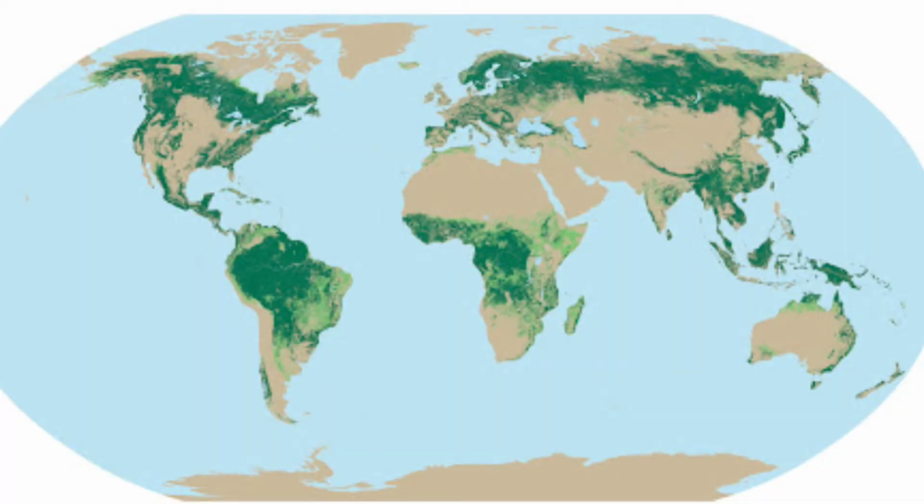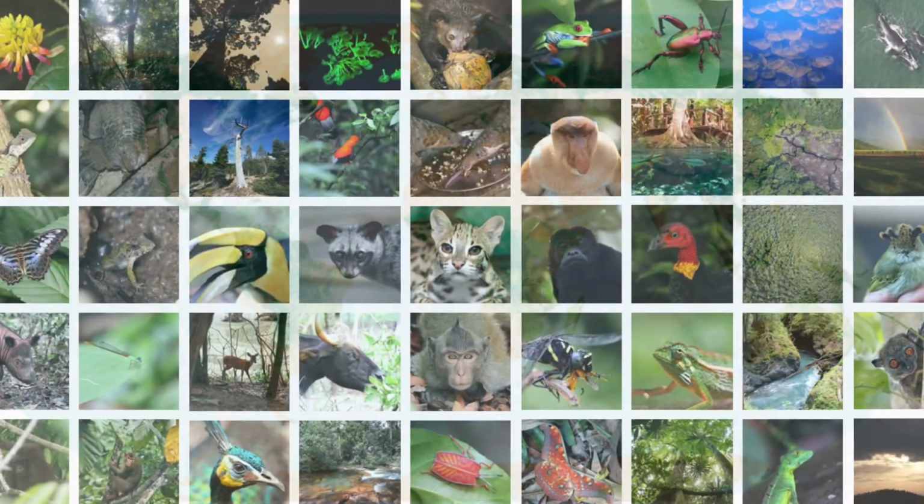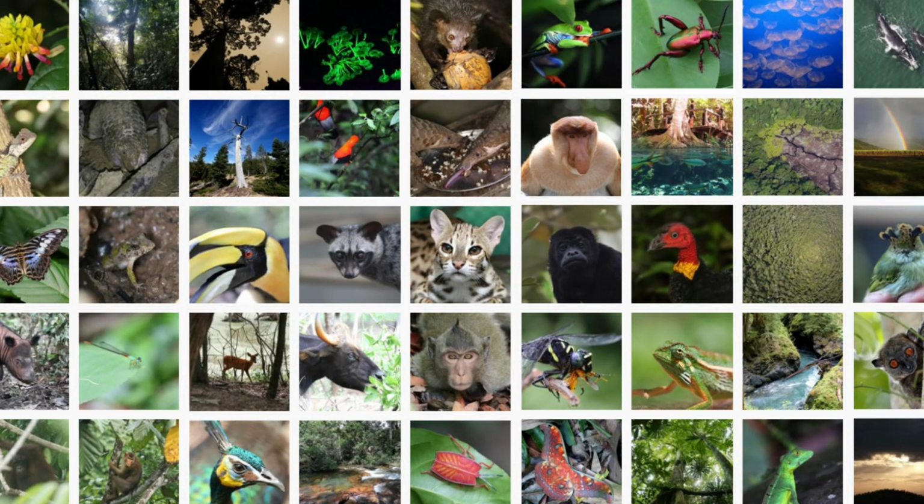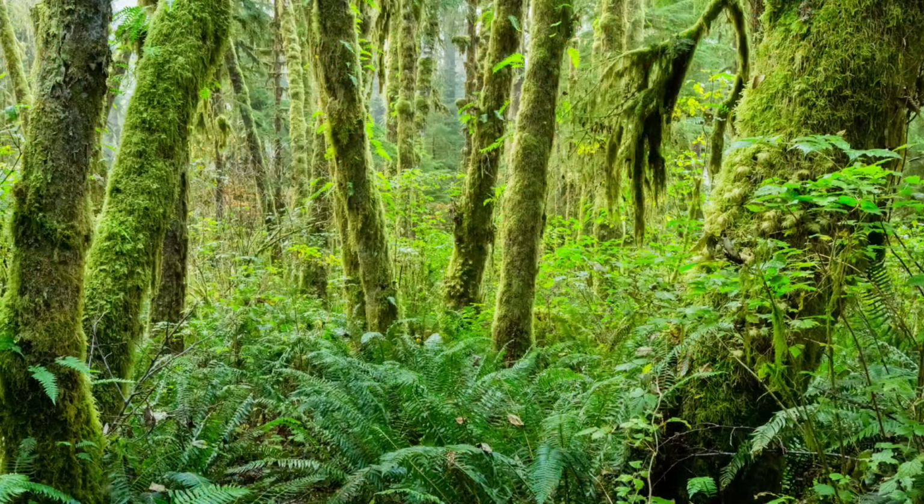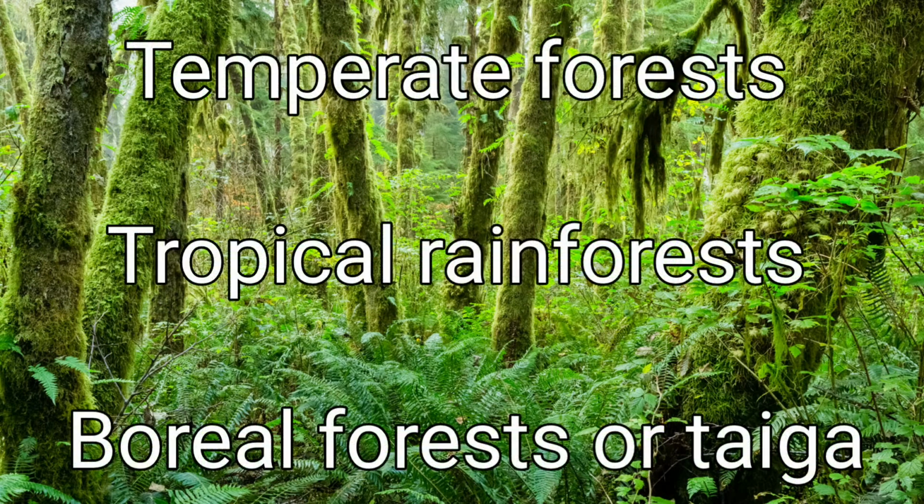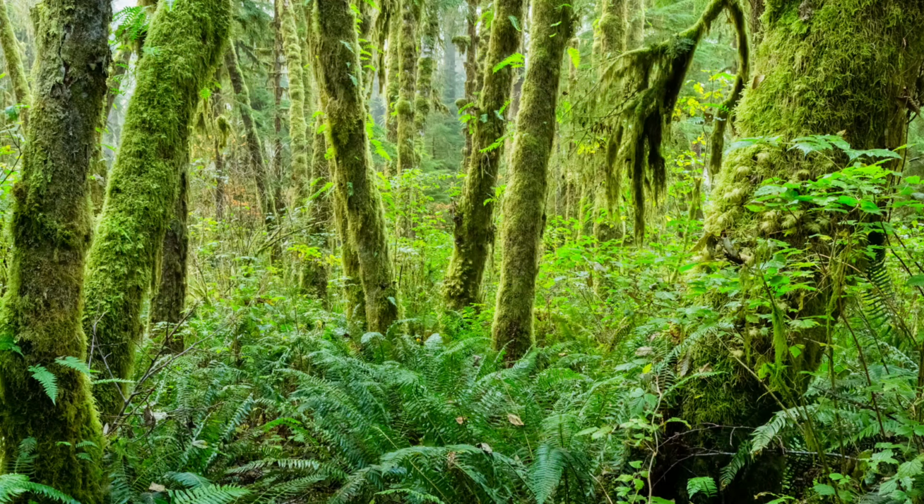Forests are dominated by trees and cover around 1/3 of the Earth's land surface. Forests contain much of the world's terrestrial biodiversity, including insects, birds and mammals. The 3 major forest biomes are temperate forests, tropical forests and boreal forests. These forest types occur at different latitudes and therefore experience different climatic conditions.